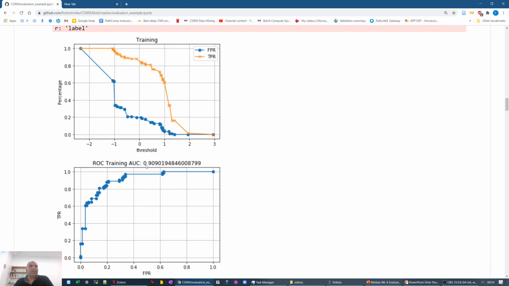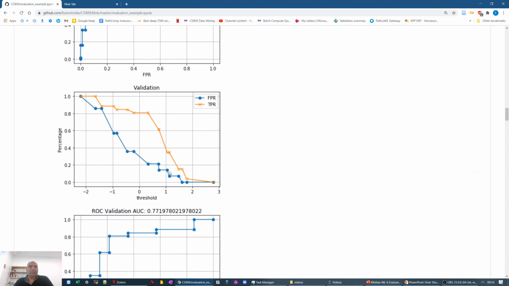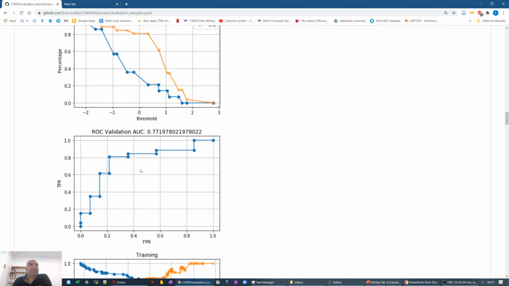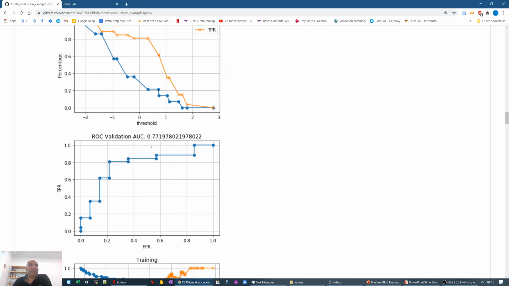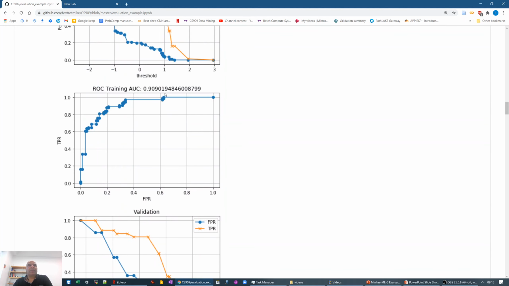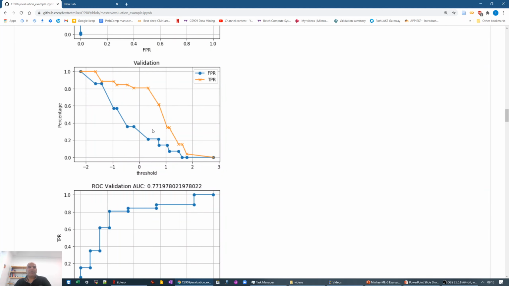So for the training data set, we get an ROC AUC of 0.91, which is pretty good. The ideal classifier should have an area of 1.0, so this is pretty close to that. But for the validation data set, we see that the validation ROC AUC is 0.77, which is lower in comparison to the training ROC AUC. So this is what we call a bit of overfitting going on.